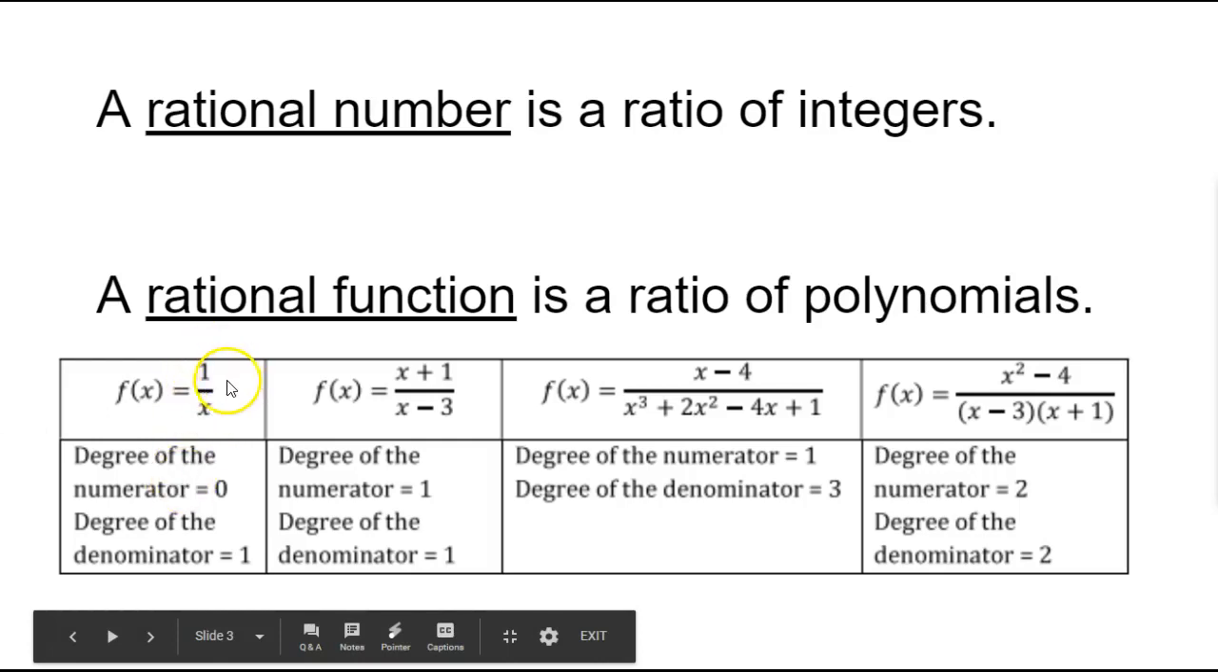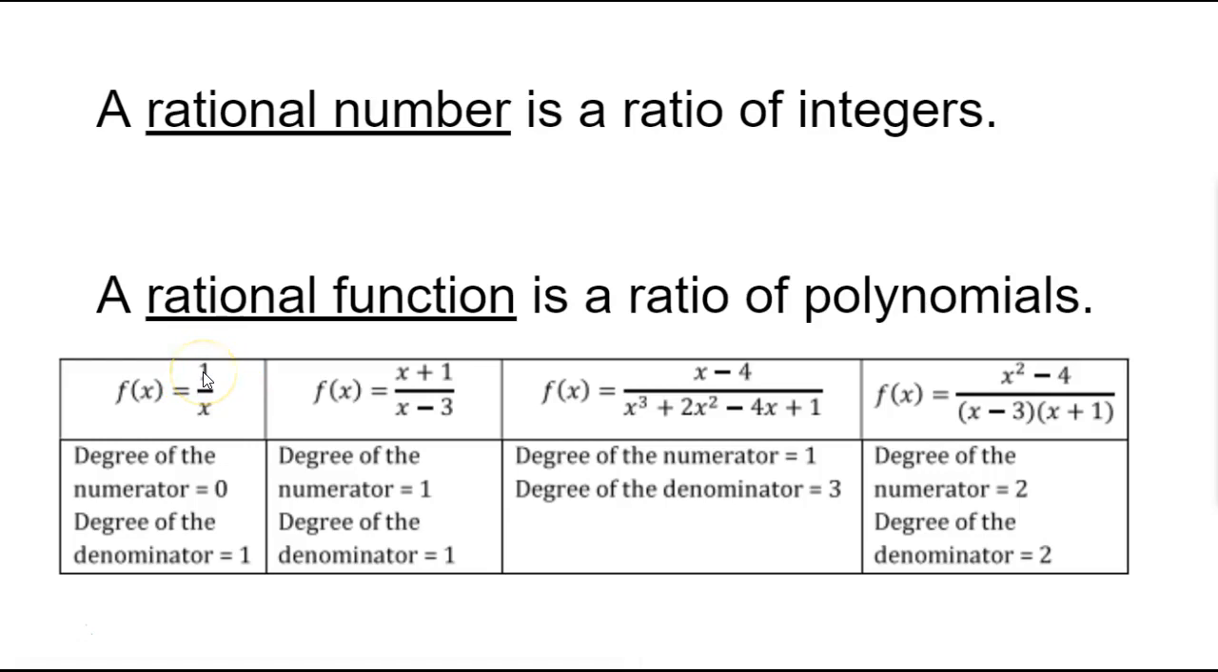So the degree of the numerator is 0 here because there is no variable. The degree of the denominator is 1 because there's one variable, there's one root. It's to the first power. There's only going to be one real or imaginary root. When we look at the next one, we have x to the first power, x to the first power, so both of these have a degree of 1. Here's another degree of 1, but down here we have this cubic polynomial, so it has a degree of 3. Up top, it's a quadratic, and so it has a degree of 2.